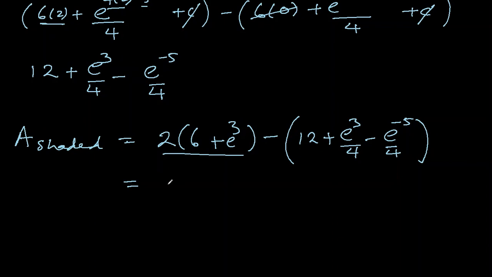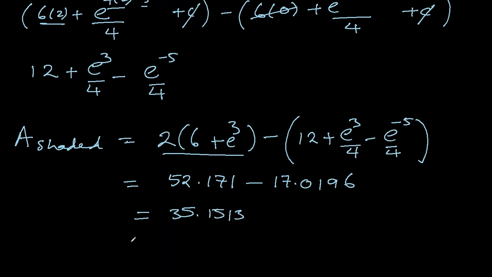So when I used this one, I got 52.171 and this one gave me 17.0196, which gives 35.1513. But we need to give our answer in three significant figures, so it will be 35.2. That's the area which is shaded.